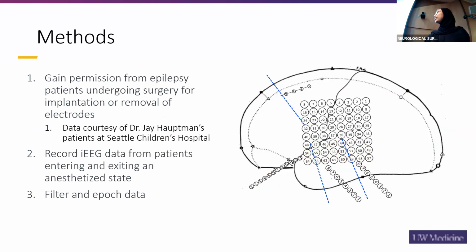And with permission from these patients, we were able to record their EEG data as they were coming in and out of anesthesia. I was looking at a certain patient who was going under anesthesia, and this is their EEG placement plan. We can see where the different electrodes were being placed. And once we collected this data, I filtered and epoched it. I filtered using a bandpass filter in order to only look at the alpha waves. And after this, I was able to fully analyze the data.